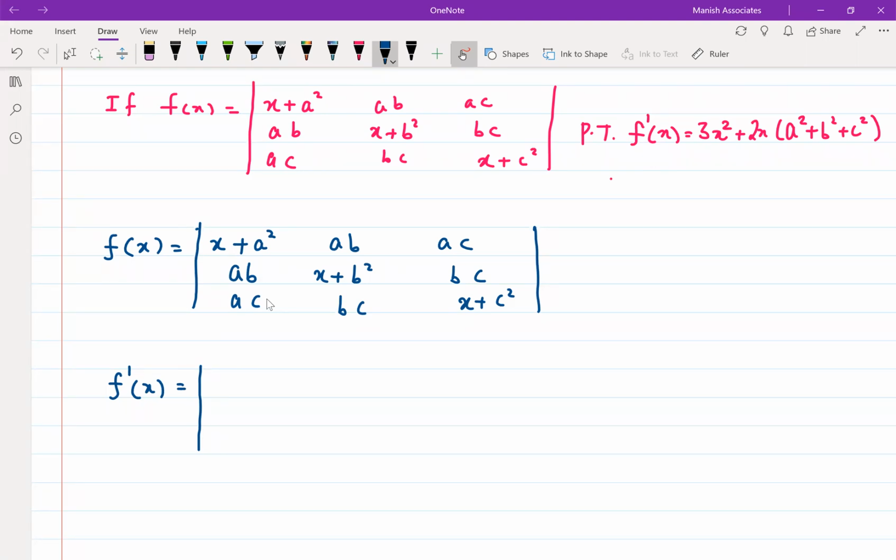देखिए अभी आप क्या करो, फर्स्ट रो को डिफरेंशिएट कर लो, ठीक है. नाउ व्हेन यू डिफरेंशिएट द फर्स्ट रो, x प्लस a स्क्वायर का डेरिवेटिव आएगा 1, x का 1, a स्क्वायर का 0, ab का डेरिवेटिव 0 कांस्टेंट टर्म है, ac का भी डेरिवेटिव 0, एंड राइट द रिमेनिंग रोज एज इट इज.